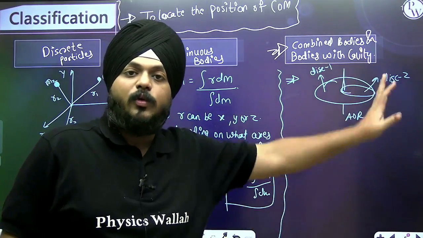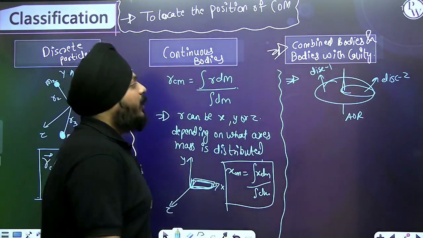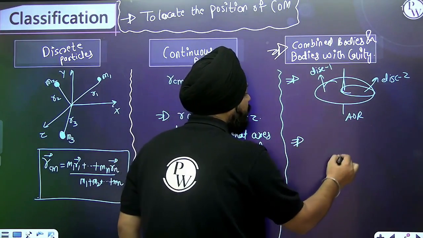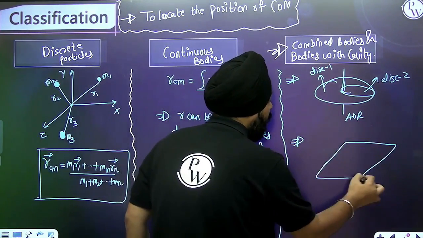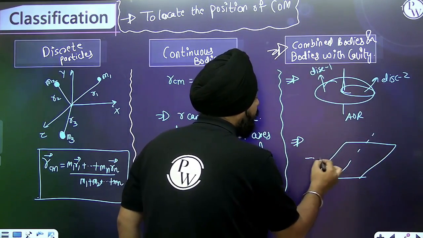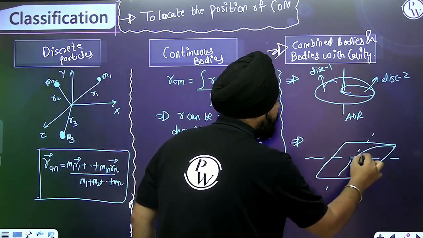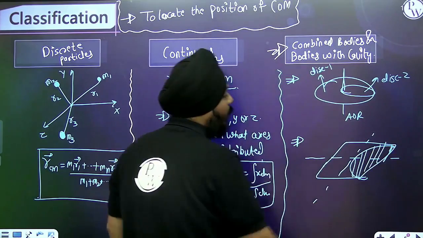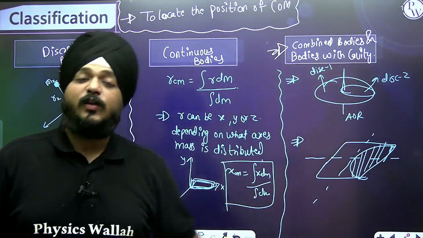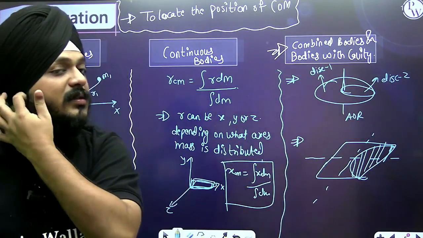So for this also we are going to calculate the center of mass, and bodies with the cavities, right? Suppose we are having this square, and this much part is cut. What is the center of mass of the remaining system? This kind of application we are going to see in this lecture.